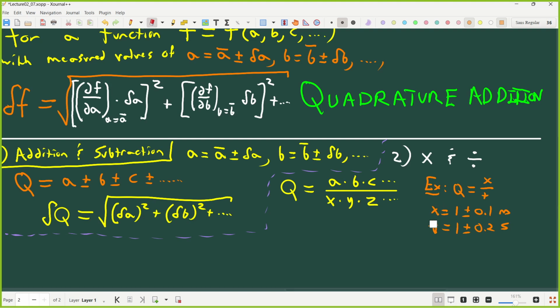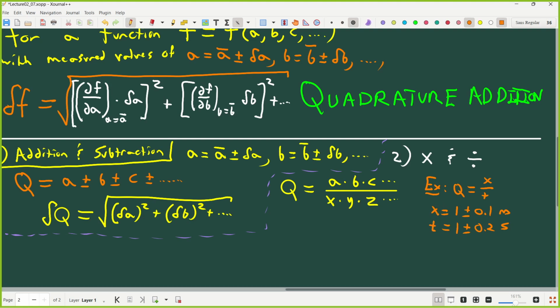So the question I have to ask now is, which one is more poorly defined? How do I compare this error in meters to this error in seconds? We can do a really simple analysis of this. This number is going to range between 1.1 and 0.9 meters, so it has about 10% error. And then here you say, oh, this one has 20% error. Would you all agree with that statement? This is a pretty straightforward claim.